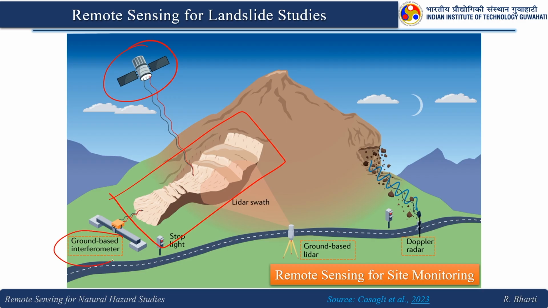So, this slide will provide you the information about how a satellite image is looking at a particular landslide, whereas the ground based interferometry or the GB-InSAR that is used, then ground based LIDAR, Doppler radar, all these are used. So, here it is toppling, right. So, in this case Doppler radar will help. So, how different types of remote sensing is being used for different types of landslide studies.